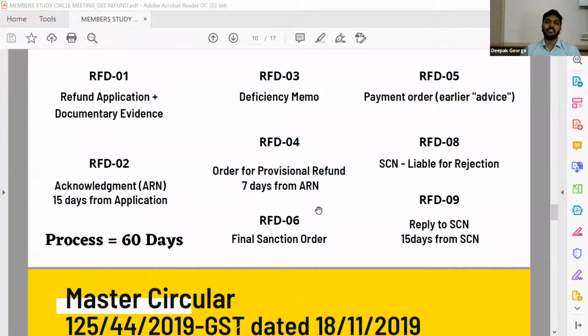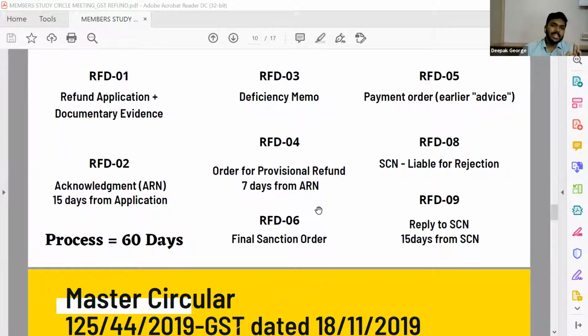Fortunately, for a client of ours, we have got an RFP 08. And that is why I'm able to explain that. And we will come to that at the end of this PDF. Right? And finally, you can reply to a show cause notice in RFP 08 in form RFP 09. And the time period is 15 days from the show cause notice.